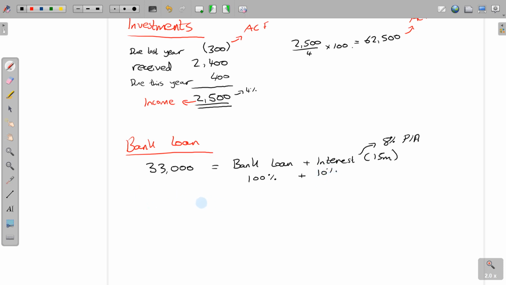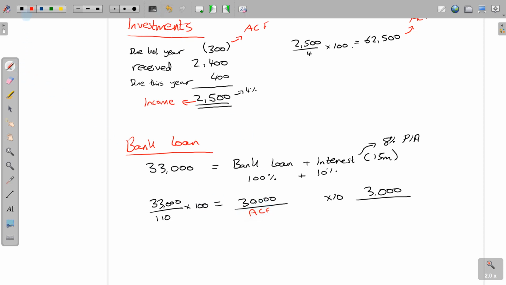So if we want the bank loan and the interest we paid, 33,000 divided by 110, and then multiplied by 100, will give me the bank loan. If we multiply it by 10, it will give me the interest. So 33,000 divided by 110 multiplied by 100 is 30,000. The interest is 3,000. Interest on a bank loan is an expense. The bank loan itself is a liability. So the 3,000 goes to the accumulated fund, ACF.